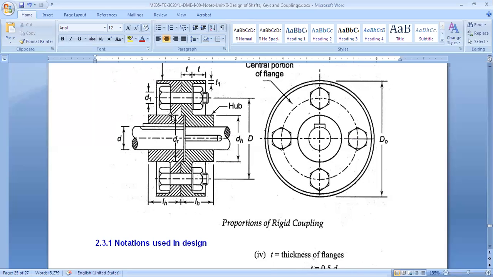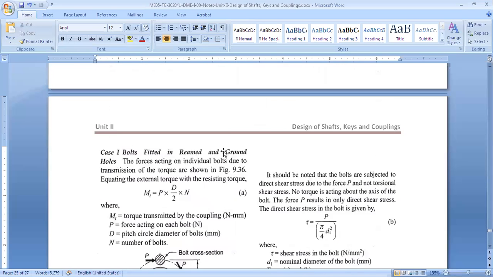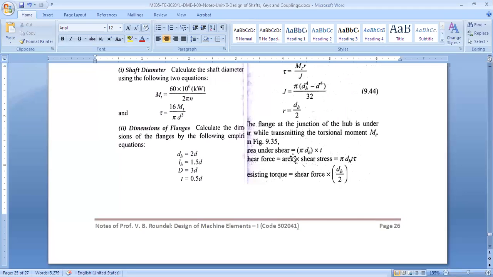shear is your pi into DH into thickness of the flange. So try to assume this as a cover, or you can say a rim with diameter of pi DH into t. Let me just show that to you. Now this area of shear, that is the part where the flange is trying to oppose the shear. It is pi DH into t, right?